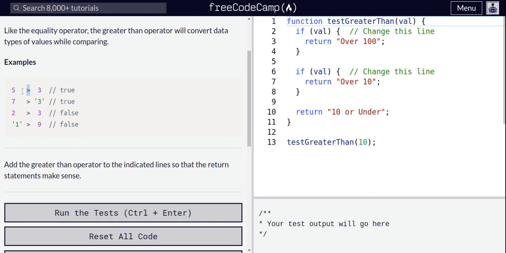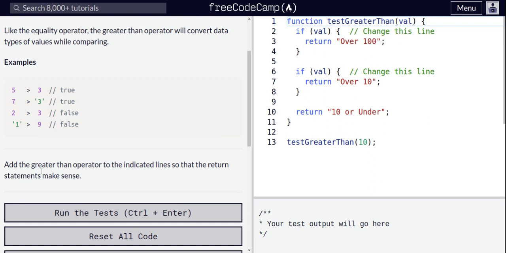So 5 is greater than 3, so this is going to evaluate to true. 7 is greater than 3, and this is going to evaluate to true. You notice that it seems to be converting the type, so I believe this is not strict. Then 2 is greater than 3, which is false. 1 greater than 9 is false.